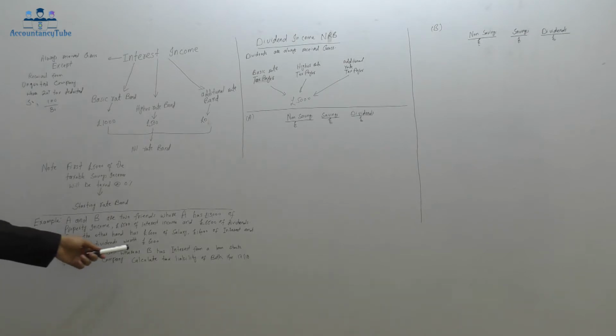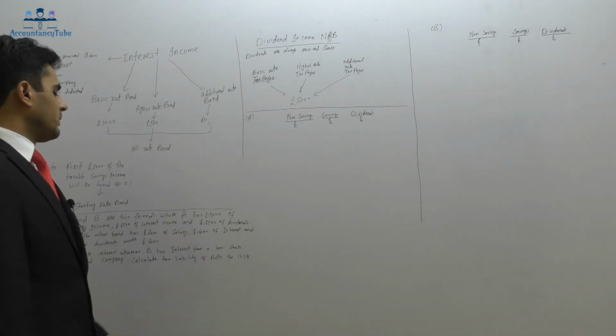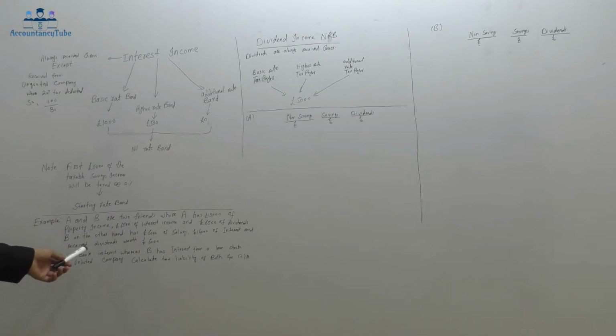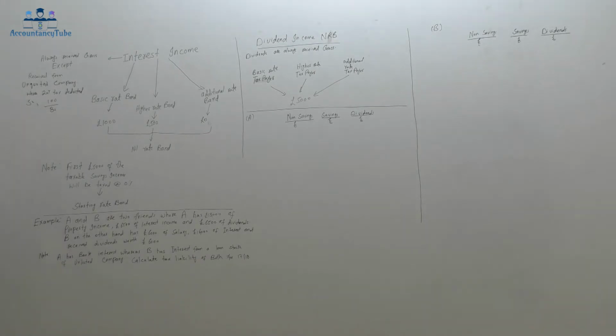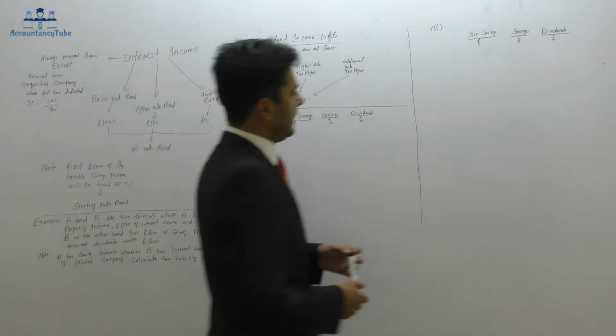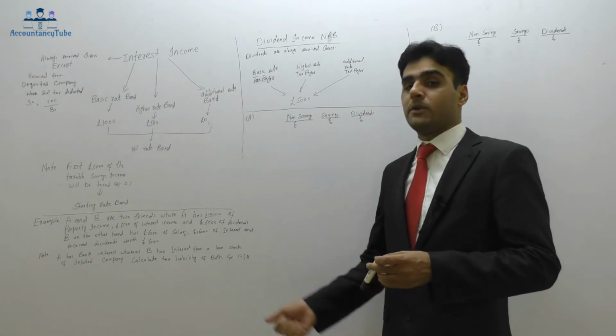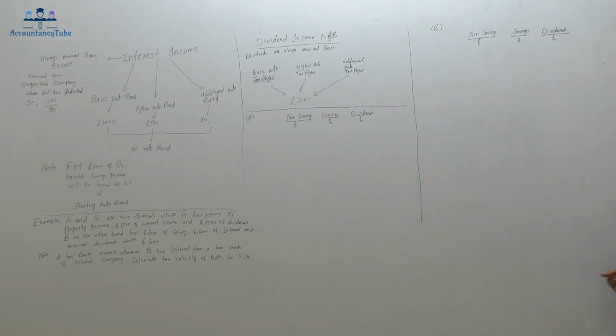Now B on the other hand has £6,000 of salary, £16,000 of interest, and received dividends worth £6,000. So that's about B. And in the note it says that A has bank interest, whereas B has interest from a loan stock of an unlisted company. Calculate the tax liability of both for the tax year 17-18. Right? So we have to calculate the tax liability for both A and B. If you want to do these examples yourself, then just pause the video and do it yourself and compare your answers to my answers. However, if you think that you cannot do it, then just watch me do it.